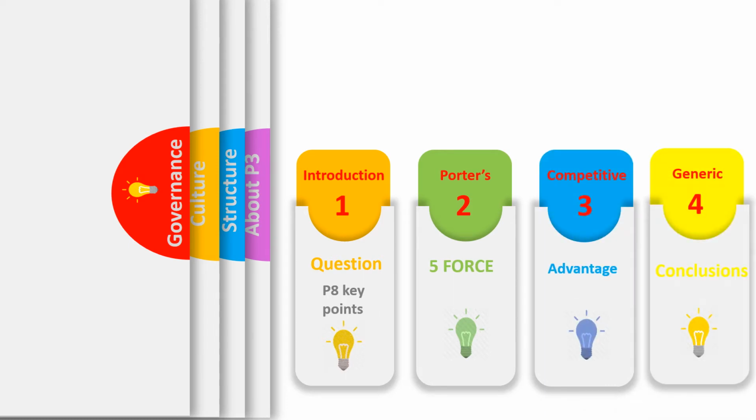We're focusing on question P8, so we're going to be looking at the question, trying to identify the key words, understanding the question. We're going to be reviewing Michael Porter's 5-force model, his diamond model of a nation's competitive advantage, and generic strategies from Michael Porter and conclusions.